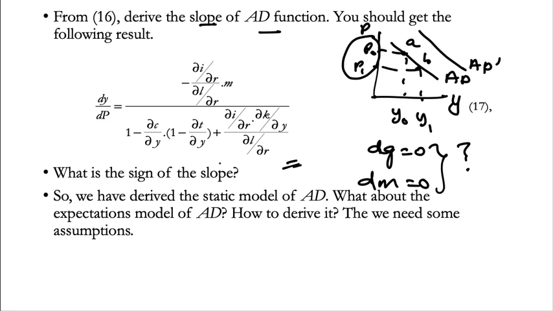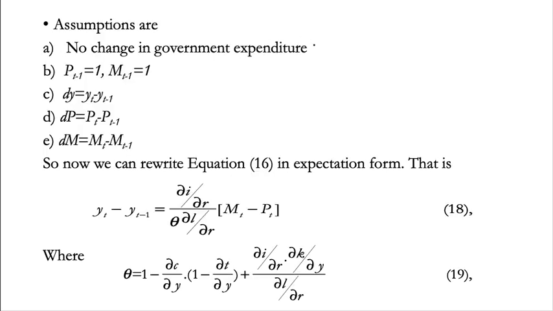Now, once we reach 17, we have derived the static model of AD. This is just a static model of AD. We use the actual price; you can see dP here. And what about the expectations model of AD? Because in the expectations model of AD, you have the expected price. So then we need some assumptions. The assumption here is no change in government spending, so dG is 0.